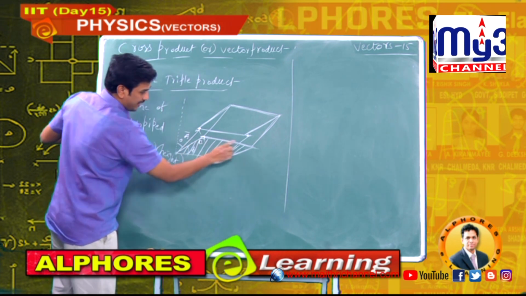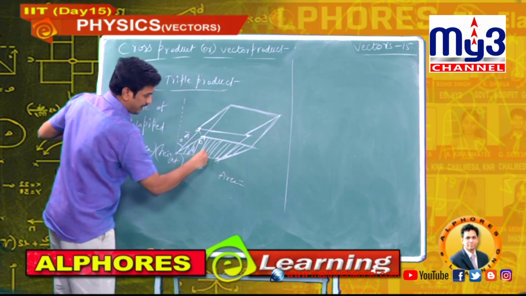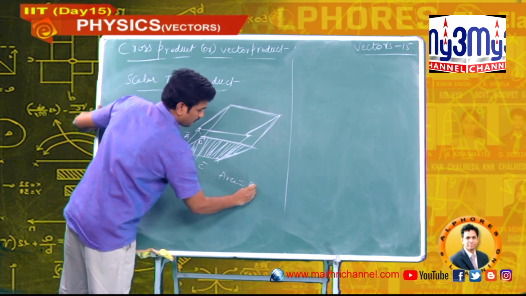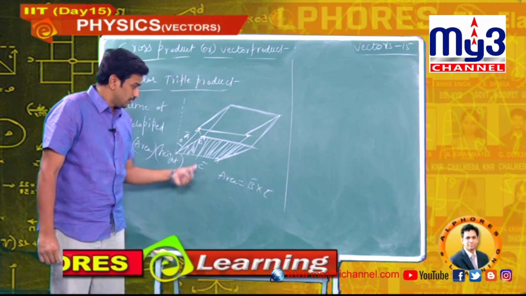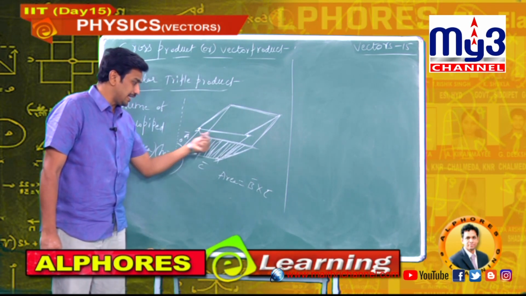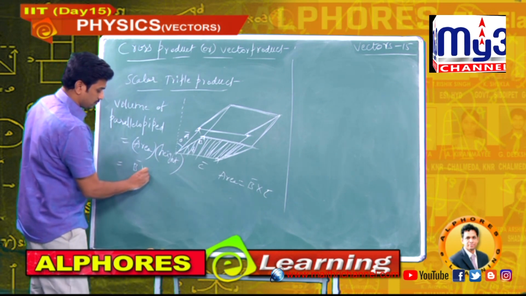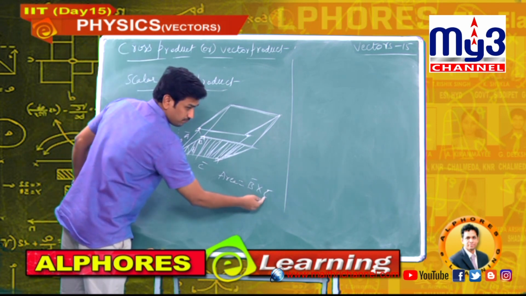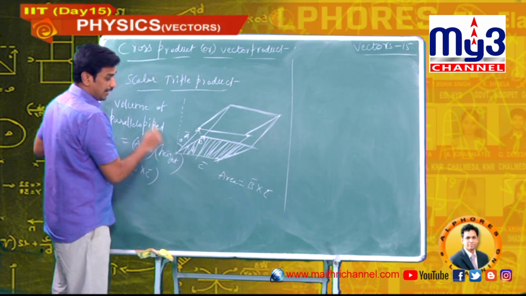What is the area of the base? The area of the base is the shaded part. Area of parallelogram is B bar cross C bar. So for the parallelepiped base, B cross C is the area. Now I got the area. This is nothing but BC sin phi. Now height we should calculate.